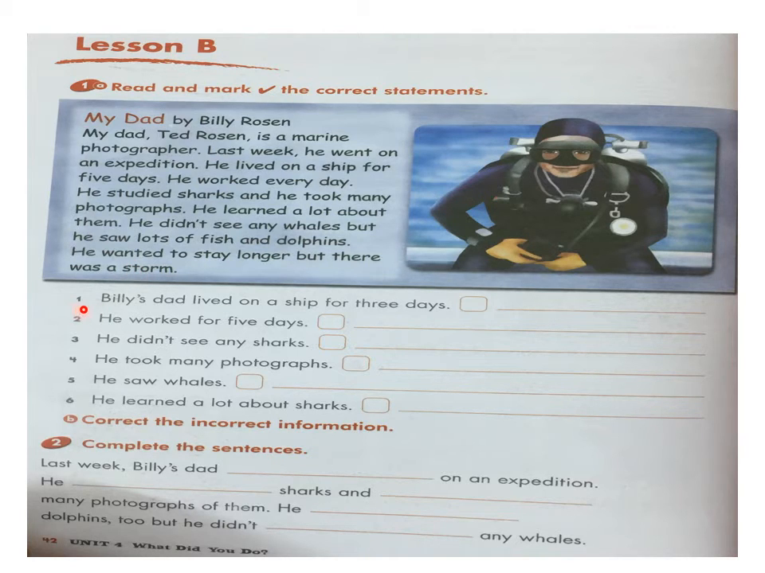So come, let's answer exercise 1. Number 1. Billy's dad lived on a ship for 3 days. Is it true? For 3 days only? No, it's false. Yes, he lived on a ship for 5 days. Number 2. He worked for 5 days? True, yes, because he worked every day. Yes. Number 3. He didn't see any sharks? No, it's false. He didn't see any whales.